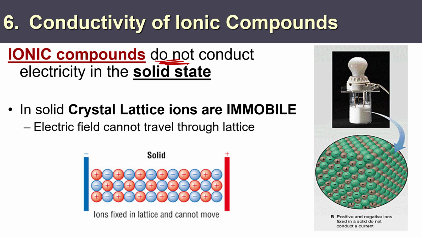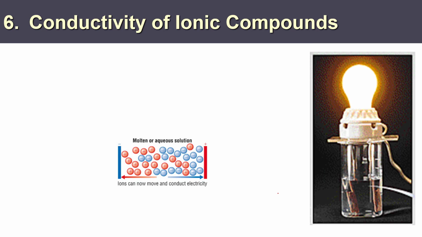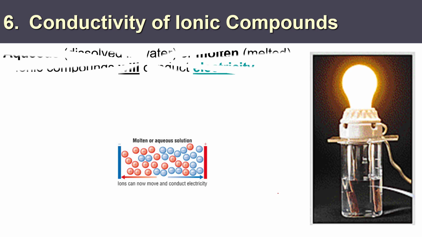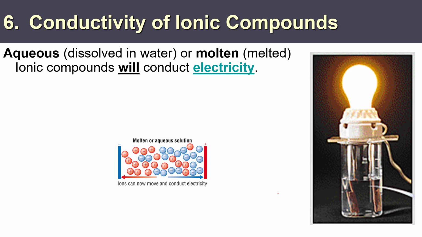So if you were to introduce an electric field into the lattice, kind of like we're seeing here with this apparatus that's here, it's a conductivity apparatus, that electric field cannot travel through the lattice. It can only travel through a medium that is moving. So in order to get it to move, well, what we have to do is either dissolve our salt or we have to melt it.